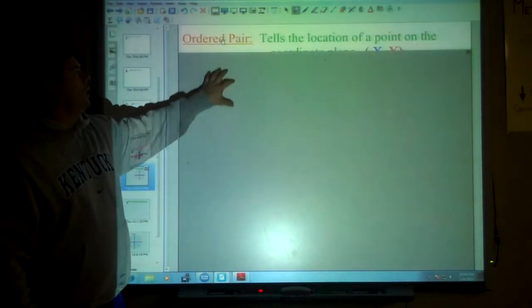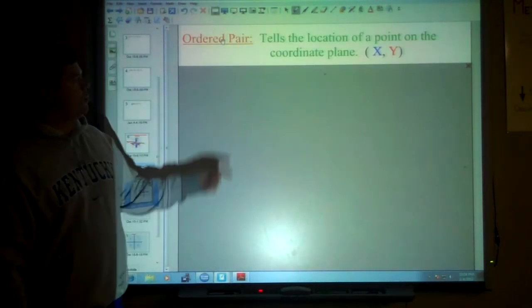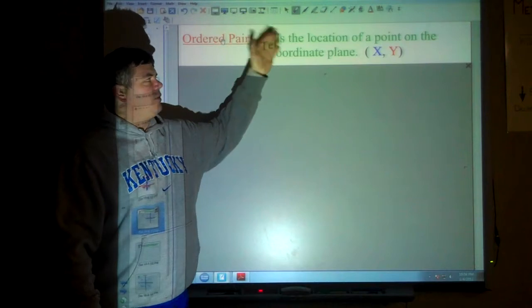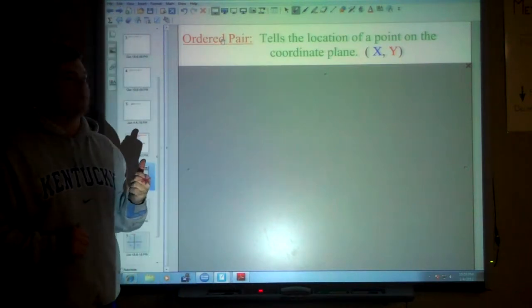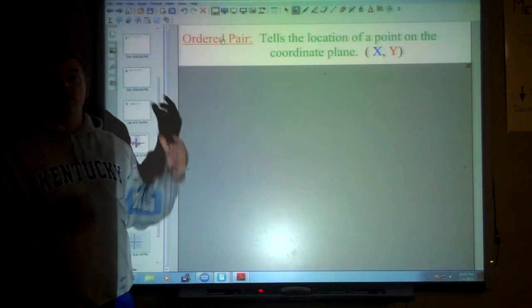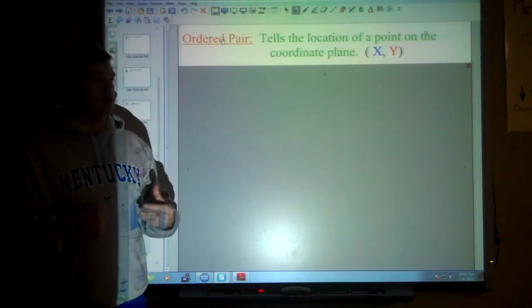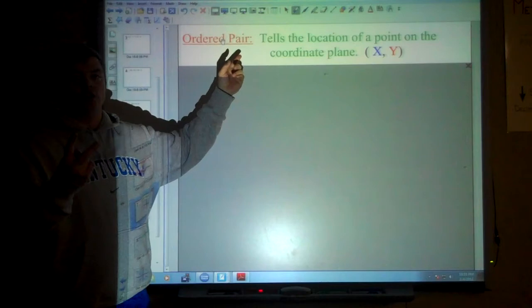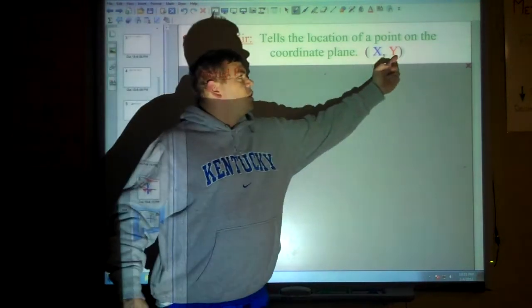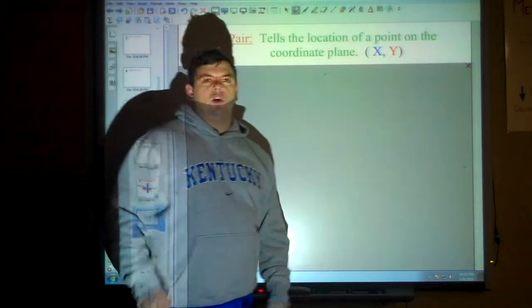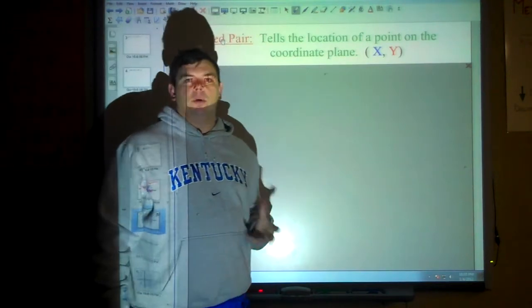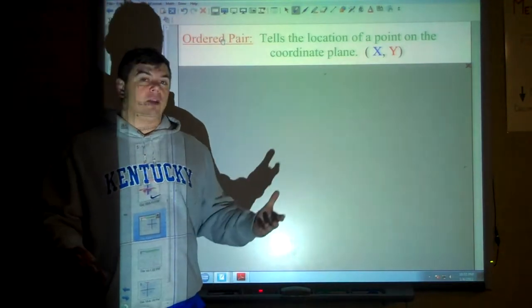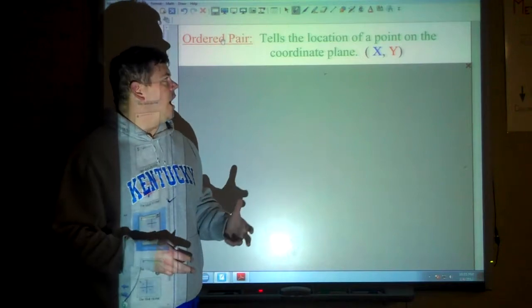Ordered pairs tell a very specific location for an exact point on the coordinate plane. Now the word order means that it actually matters the order we use. And pair means that there's two. This is the ordered pair. And it must always be in the order that x comes before y. If you're thinking to yourself, I can't remember whether x comes before y, think of the alphabet. X always comes before y in the alphabet.